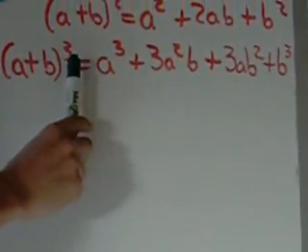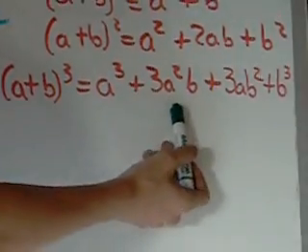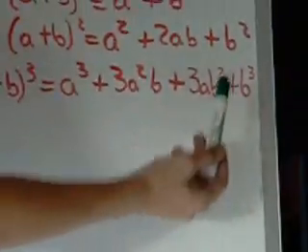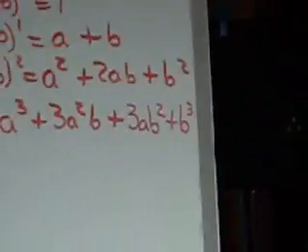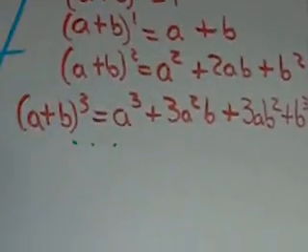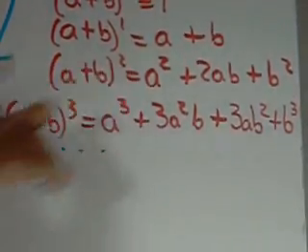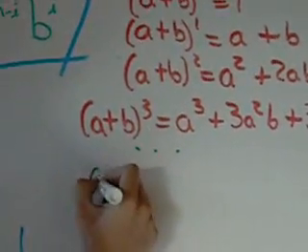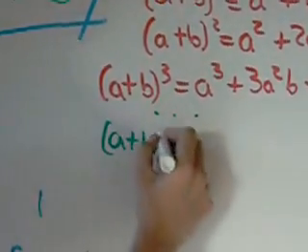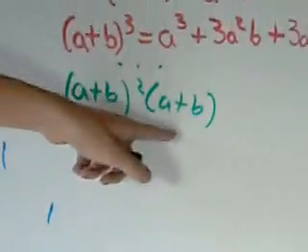A plus b to the third power, or cube, is a cubed plus 3a squared b plus 3ab squared plus b cubed. Now, we could go on for this forever, but the way this was calculated was by taking a plus b squared to get a plus b cubed. I did a plus b squared and I multiplied that times a plus b.